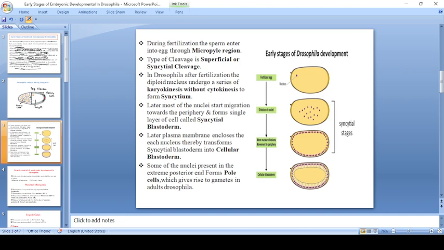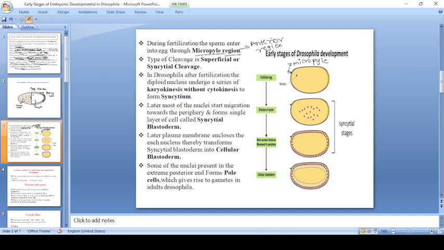During fertilization, the sperm enter the egg through the micropyle region. Remember, during fertilization, the sperm enter the egg through which region? The micropyle region, which is present at the anterior region. This portion is the micropyle region. Through this micropyle region, the sperm will enter inside the egg.